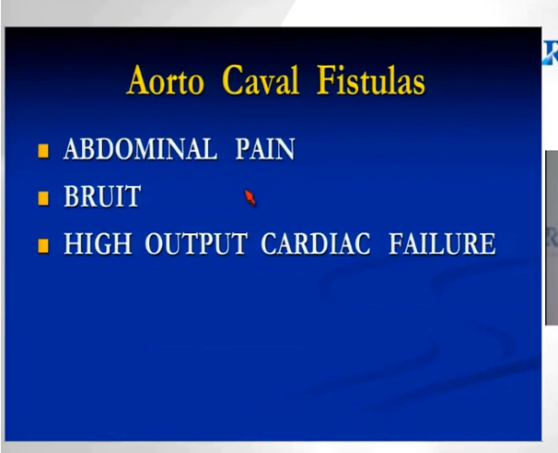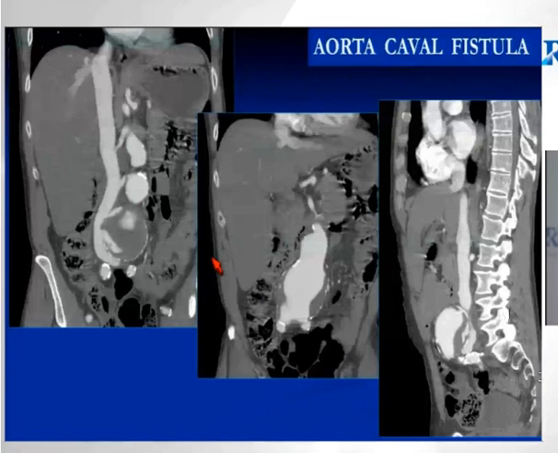Another interesting issue is aortocaval fistulas, which are not very common. These patients will have bruits on physical exam and high output cardiac failure. This is just the one case we had in our experience, a patient referred from an adjacent hospital, and this was the study that was done, which very nicely showed the almost immediate fill of the inferior vena cava. And here's the aortic aneurysm.